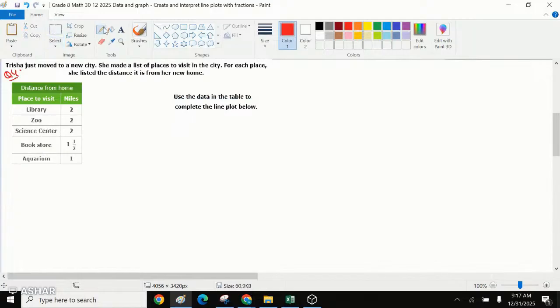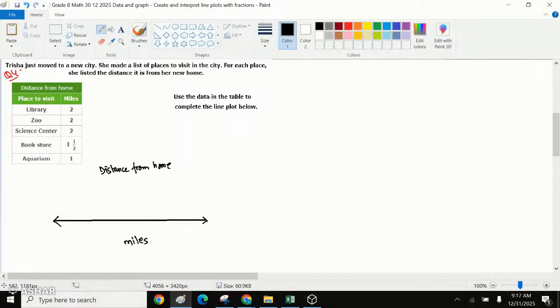What we can see over here is we are talking about the distance that is in miles. So we draw a horizontal axis, and on the horizontal axis, we would consider the distance. The distance is in miles. This is the distance from home. You give the heading, distance from home. The line plot heading is distance. We are finding the distance from home.